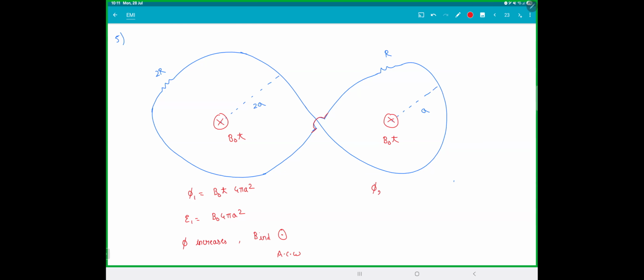Similarly, here also flux 2 will be B naught t pi a square. Here the EMF E2 will be B naught pi a square. Here also the current will be anticlockwise. So both of them are trying to push anticlockwise. So this will act like a battery E1, and this will act like a battery E2.